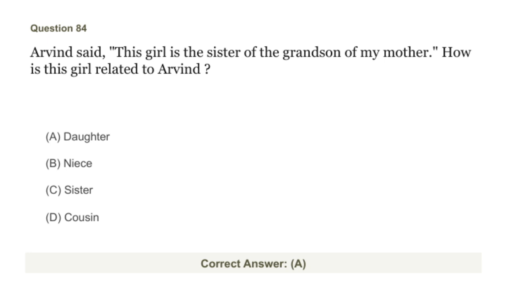But since the options include daughter, niece, sister, and cousin, and given the relationship described, the most fitting answer is that she is Arvind's daughter. So the correct answer is option A, daughter. This type of question helps us sharpen our understanding of family relationships, which is crucial for solving complex logical puzzles. Remember, breaking down relationships step by step is the key to solving these kinds of questions efficiently.